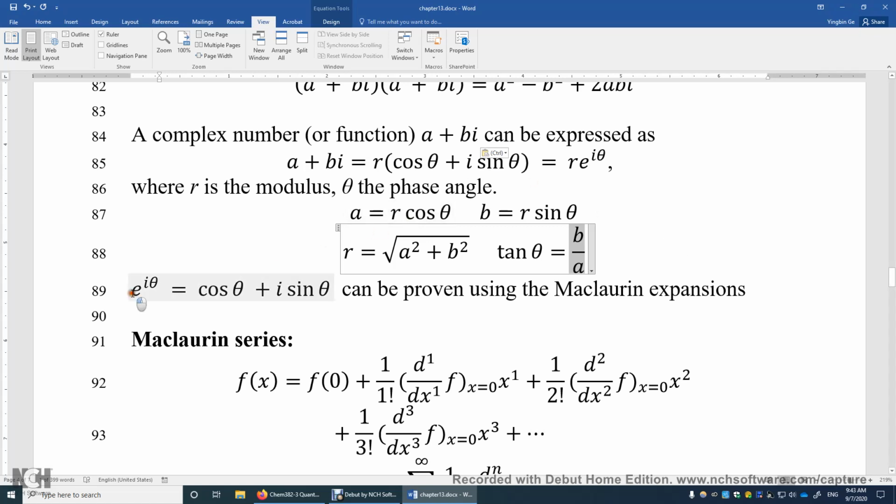Now let's prove this equation. e to the power of i theta is equal to cosine theta plus i sine theta.